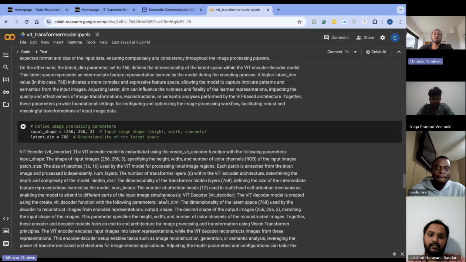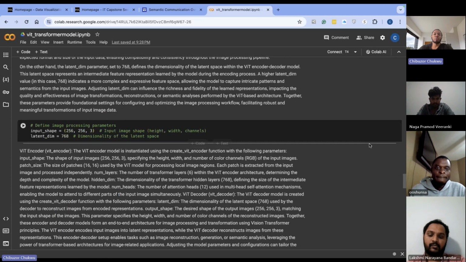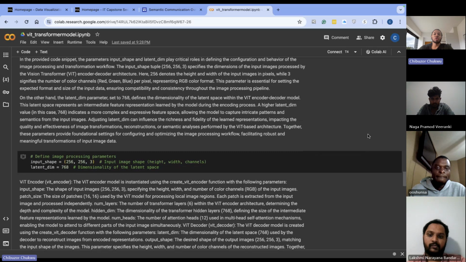You can now see that the vision transformer helps to improve the image quality.